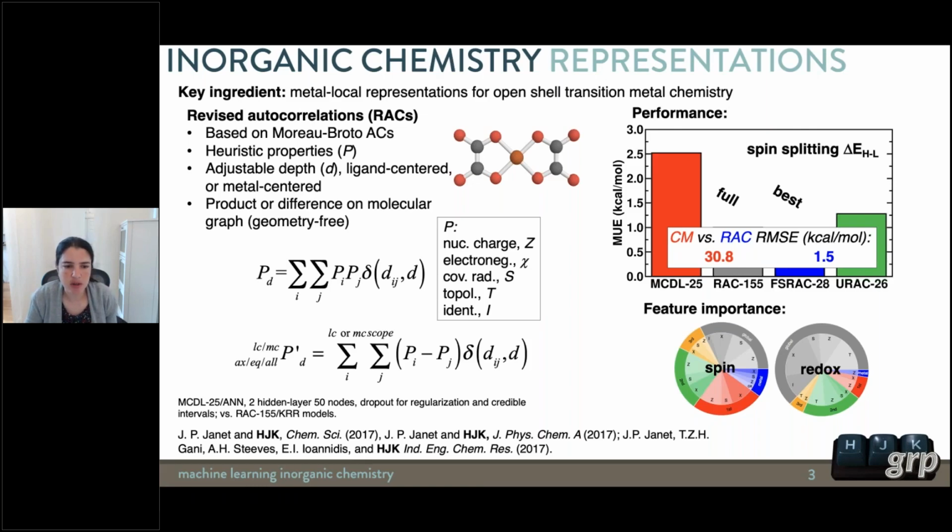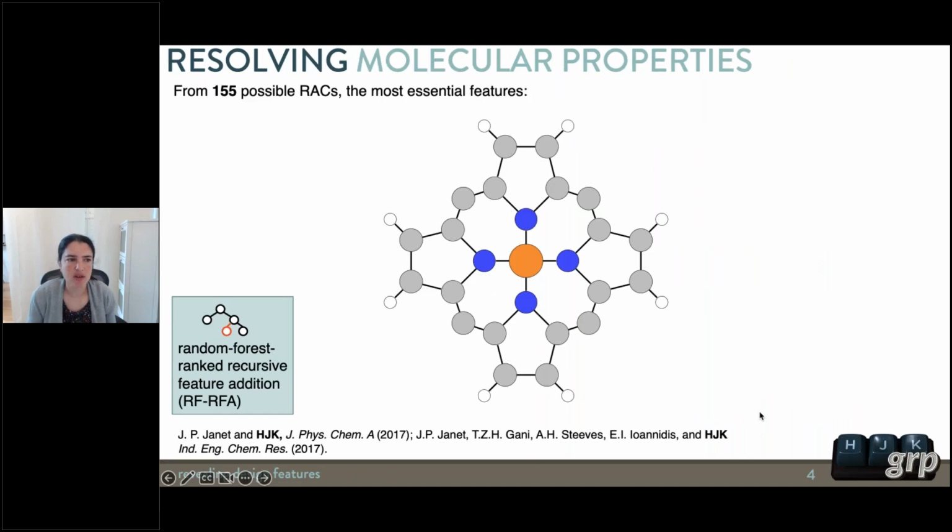And so on the left, I'm showing a pie chart for predicting the spin of a transition metal complex, whereas on the right, I'm showing a pie chart for predicting the redox potential of a complex. And so now I'll show this in a little bit clearer visual way. So again, what we're doing is we're applying a procedure called random forest ranked recursive feature addition. And so in that way, we pre-rank the features with a machine learning technique known as random forest, and then we add them sequentially into a kernel ridge regression model. If the feature improves the model performance, we keep it. If it doesn't, we throw it out.